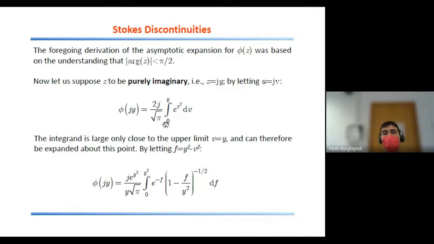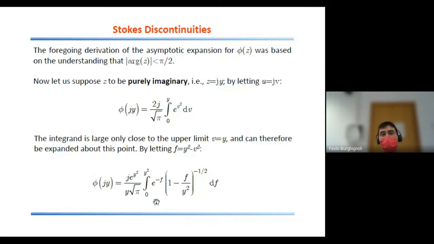Note that we also have this j that has appeared outside the integral. Now, the integrand in this case is large only close to the upper integration limit, not the lower. That's because the exponential is now monotonically increasing. And therefore, it is convenient to expand the integrand about the upper integration limit. So again, we will change variable. We introduce a new variable, f, defined as the difference between y squared and v squared. And we proceed exactly as before.